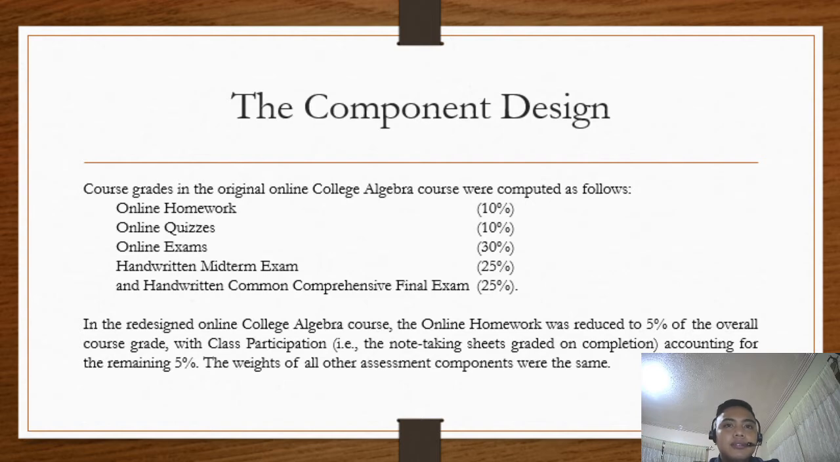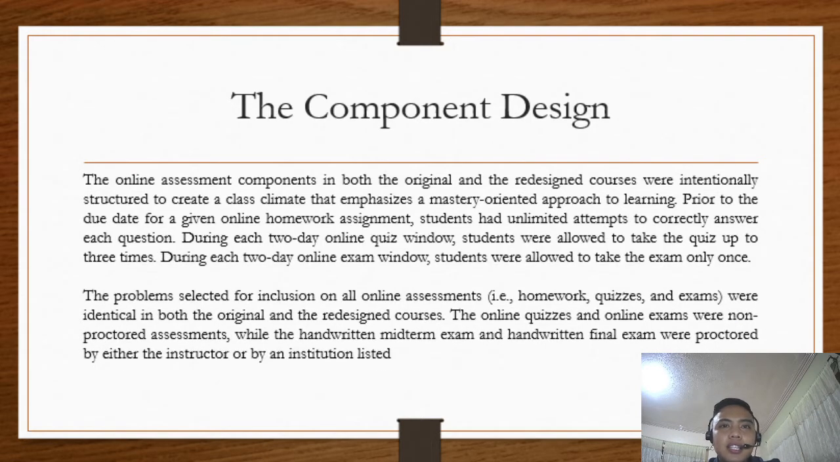Now, moving on. The online assessment components in both the original and the redesigned courses were intentionally structured to create a class climate that emphasizes a mastery-oriented approach to learning. Prior to the due date for a given online homework assignment, students had unlimited attempts to correctly answer each question. During each 2-day online quiz window, students were allowed to take the quiz up to 3 times.